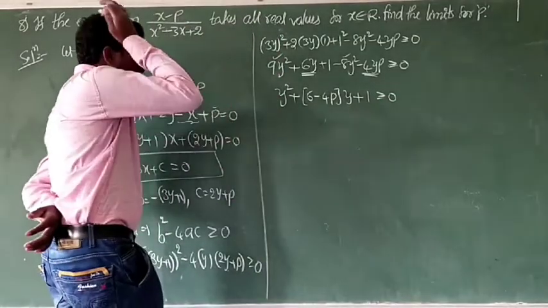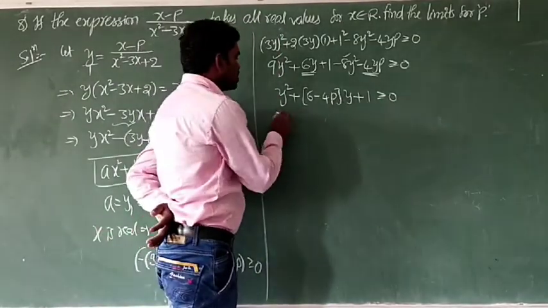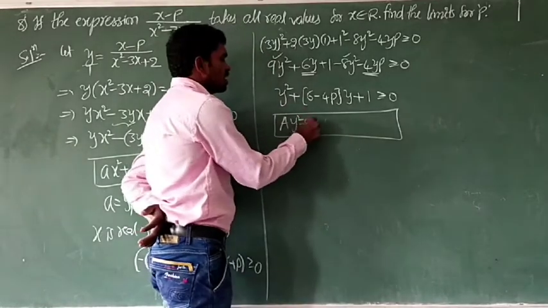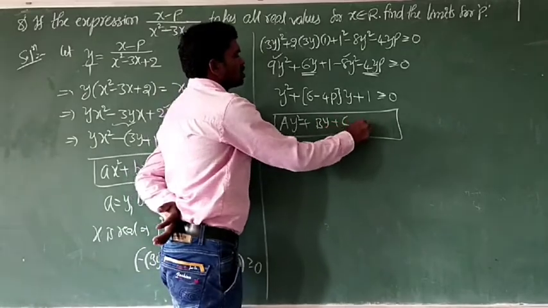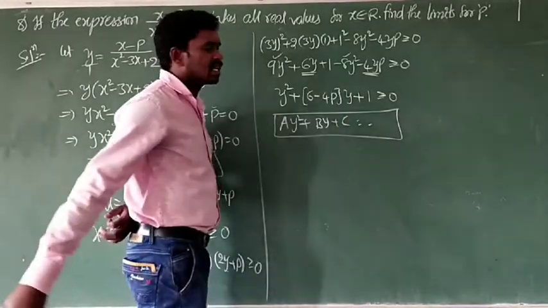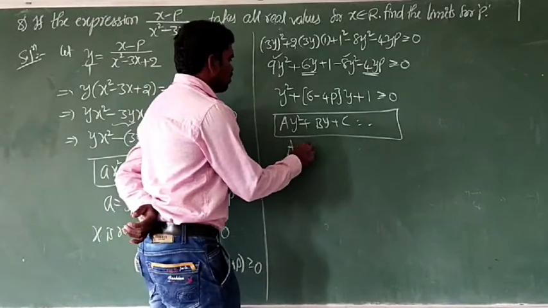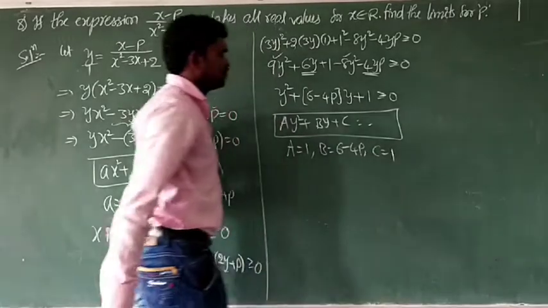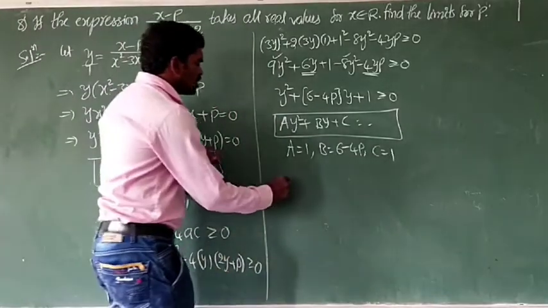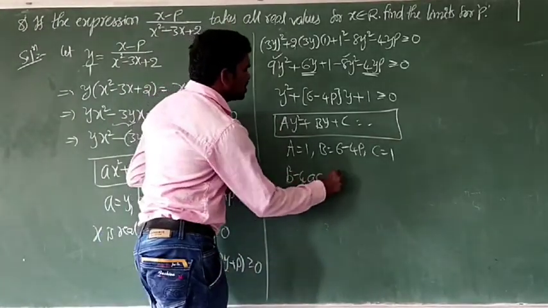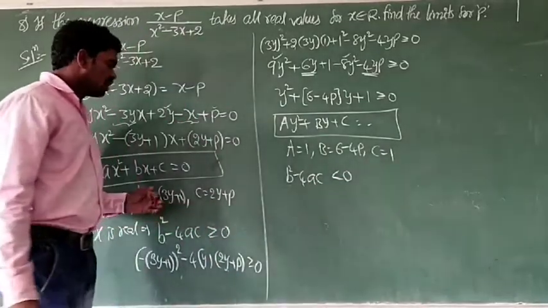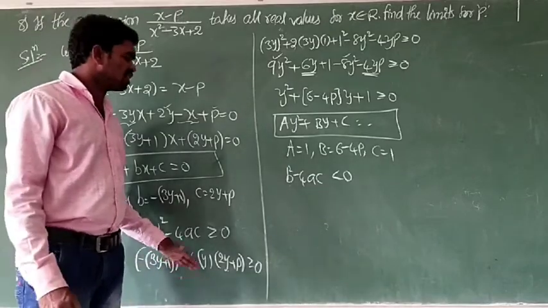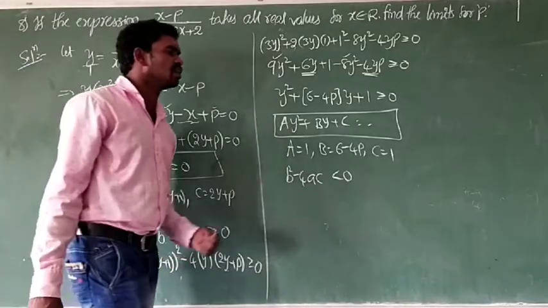Now again this is in the form of ay square plus by plus c. See, comparing again with the general form, but it is in terms of y. So ay square plus by plus c is greater than or equal to 0, not less than or equal to 0. What is a? 1. What is b? 6 minus 4p. What is c? 1. So here b square minus 4ac, take less than or equal to 0. To get limits of p, already we have taken greater than or equal to 0 earlier because x is mentioned as a real number, that's why we have taken greater than or equal to 0. Now take less than or equal to 0.